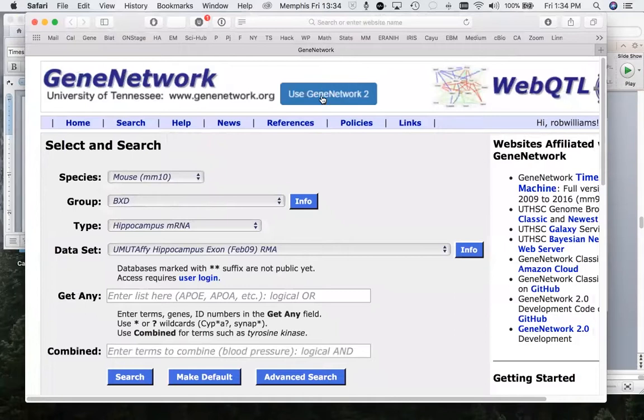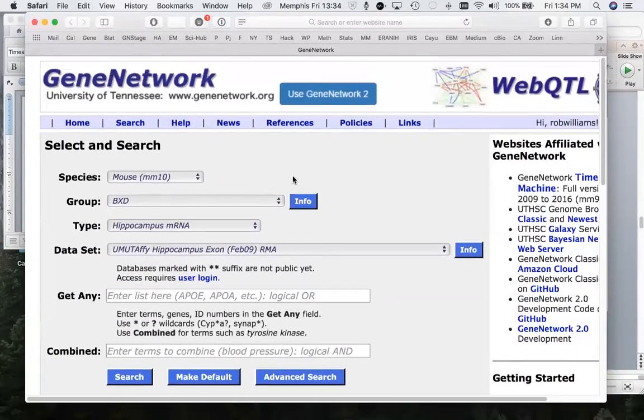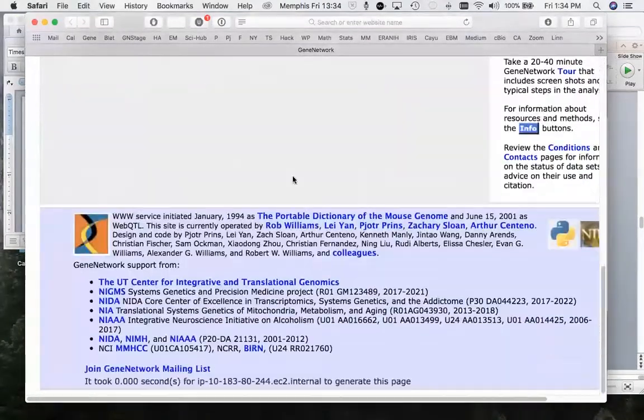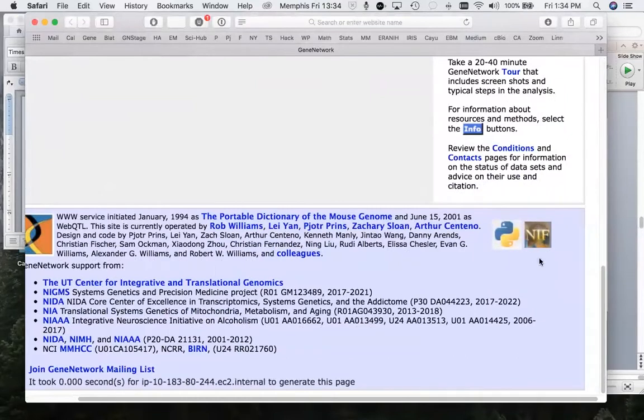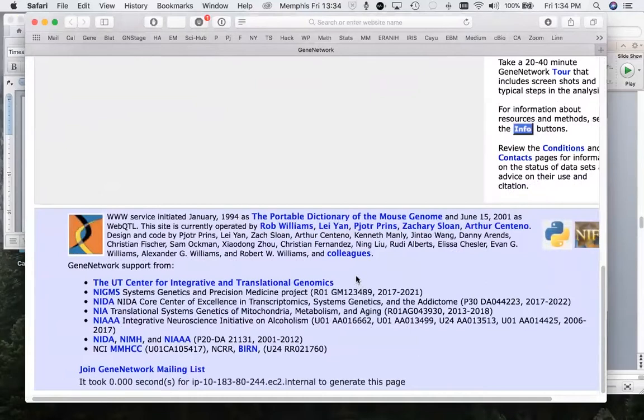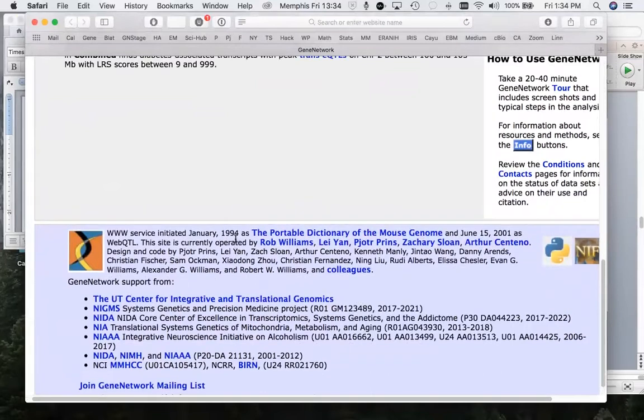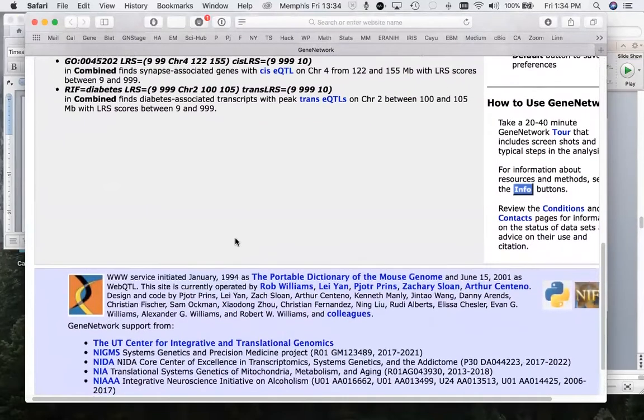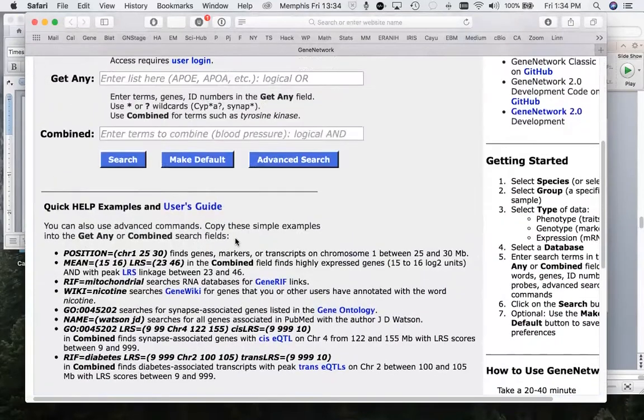I won't show it just because it's a little bit too alpha right now. So it's not quite as fast as we want it to be. But it does basically everything we're going to do in this Gene Network 1 demo. Just for those of you who are NIF, this is registered in NIF, as you can see over here. And this has been going for a long time. I mentioned it's really been going since about 2001, but we had an earlier website called the Portable Dictionary of the Mouse Genome. And those are some of the people that have contributed to it.